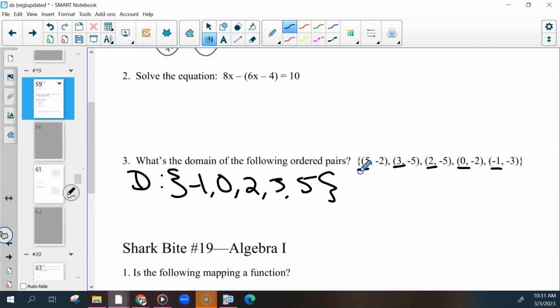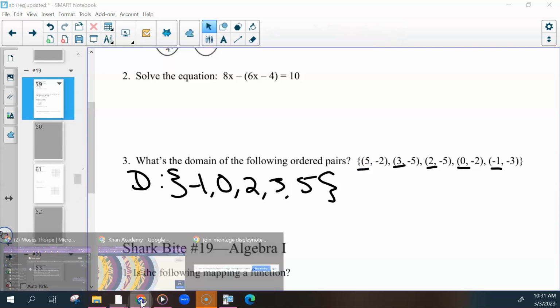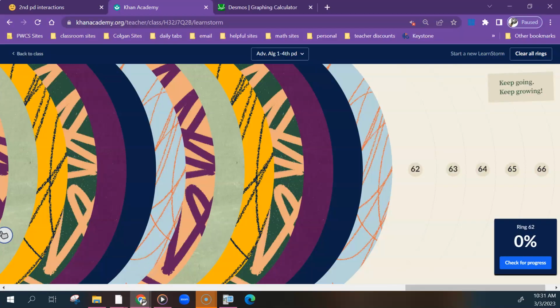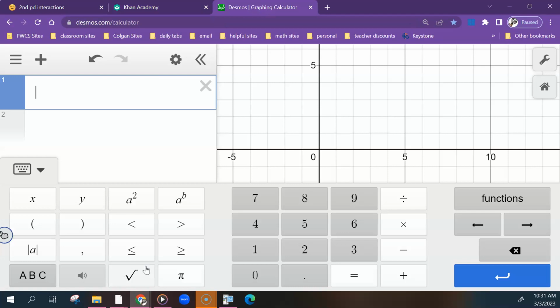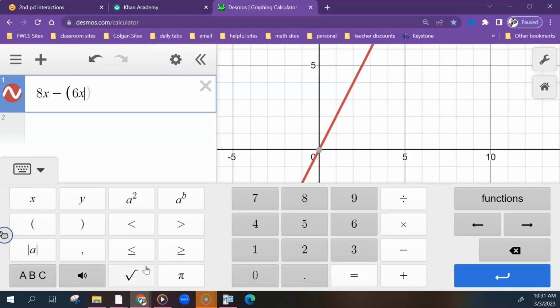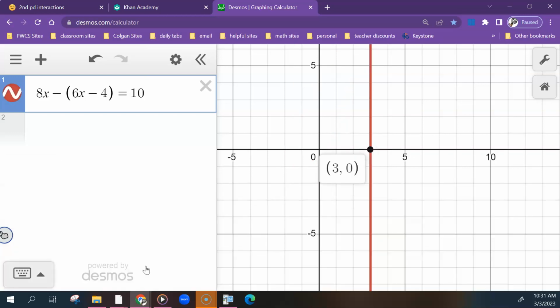Okay. Number 2, you can put in Desmos. I'm going to type it in as is: 8x minus, in parentheses, 6x minus 4 equals 10. And then x equals 3 should be your answer. Questions on that one?